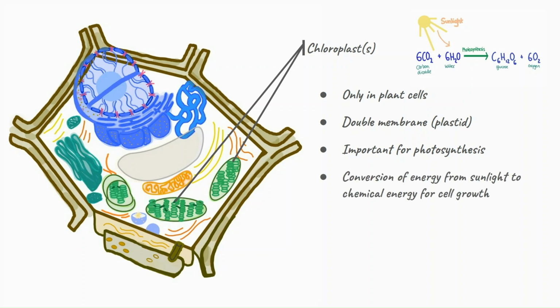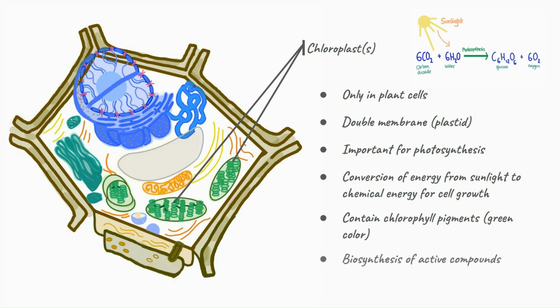Back to chloroplasts. As they are important for photosynthesis, just remember that their main function is to convert energy of sunlight to chemical energy stored in sugar molecules within the plants for their cell growth. Obviously, they are green in color, so they contain the chlorophyll pigments. Lastly, they are important for the biosynthesis of active compounds. This includes amino acids, fatty acids, and pigments, important for the growth and development of the plant.